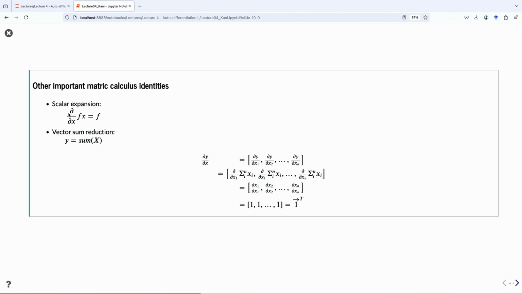Okay? So this is a scalar expansion, for instance, if you want to multiply everything by 2, or if you want to multiply something by some function, right? You want to have some polynomial multiplication of the vector. This is where this comes in handy.